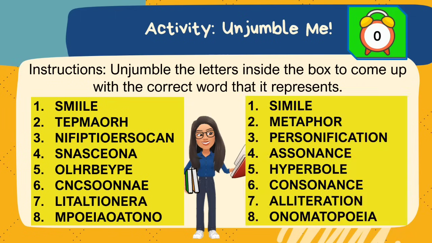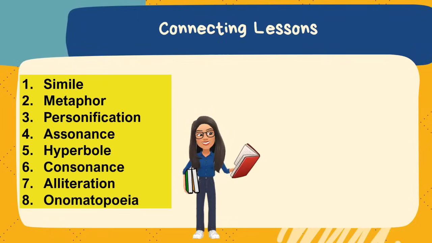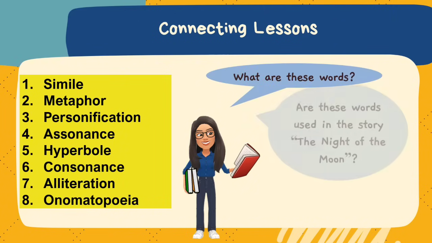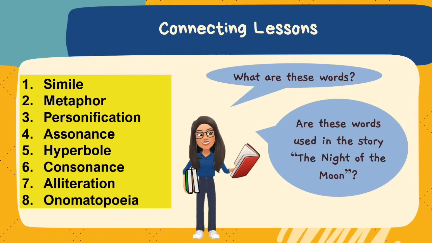Let's check your work. 1. Simile. 2. Metaphor. 3. Personification. 4. Assonance. 5. Hyperbole. 6. Consonance. 7. Alliteration. 8. Onomatopoeia. The terms you have unjumbled are next to our discussion. Now, what are these words? And are these words used in the story The Night of the Moon?